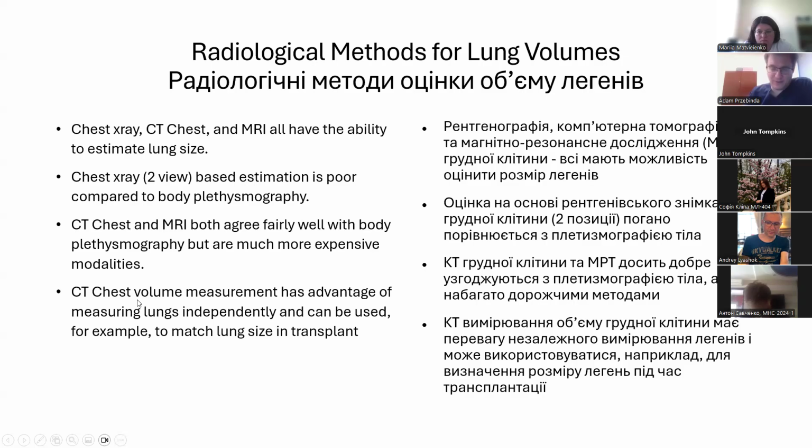Now, where it can come in handy is that you can measure the volume of the lungs independently, so right lung versus left lung, and that can be advantageous if you want to match lung sizes in transplants. To make sure that the lung will fit properly in the new patient, you can use CT chest to help estimate that. Alternatively, some people measure chests, and there are older methods, but I think CT is probably more accurate.